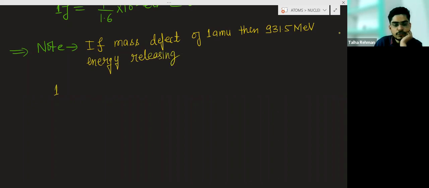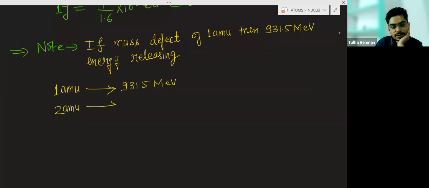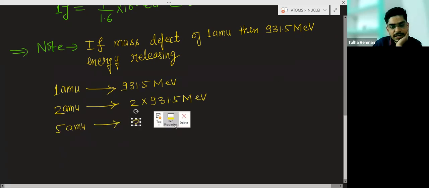Means for 1 AMU mass defect, energy release is 931.5 mega electron volt. If 2 AMU mass is disappearing, then it will be 2 into 931.5 mega electron volt energy. If 5 AMU mass is disappearing, then how much energy will release? 5 into 931.5 mega electron volt.